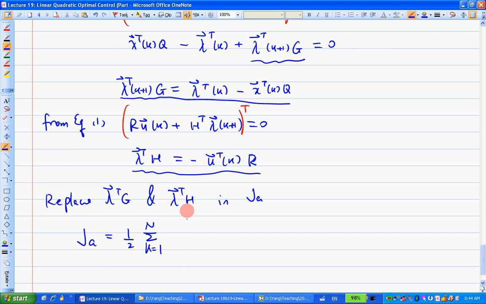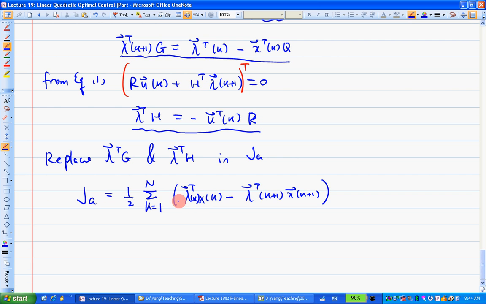Lambda transpose k x of k minus lambda transpose k plus 1 x of k plus 1. Okay, it becomes this. It's greatly simplified. What's good about this is you can try to expand this one here. Actually, if you expand, it should start from 0.